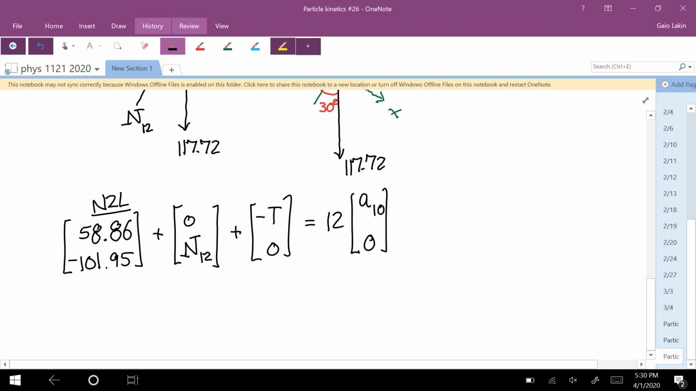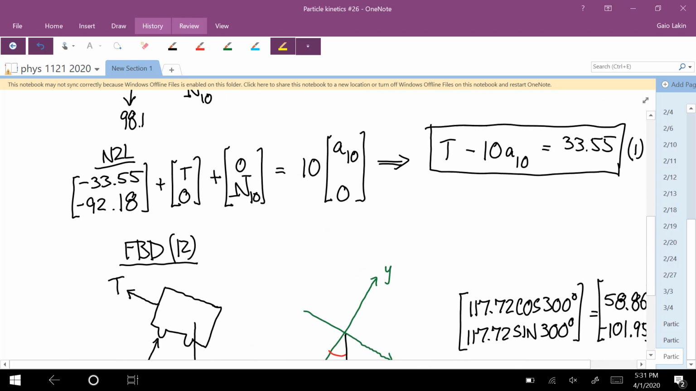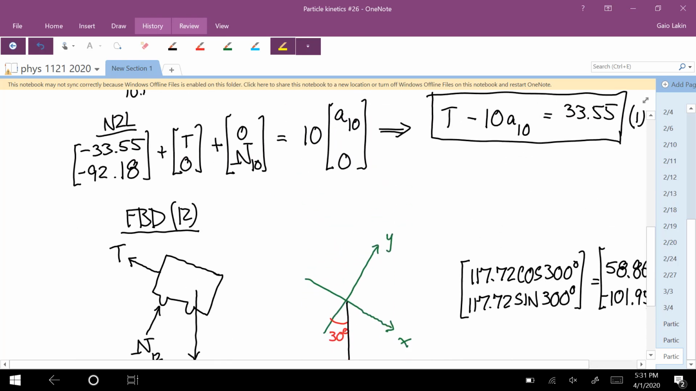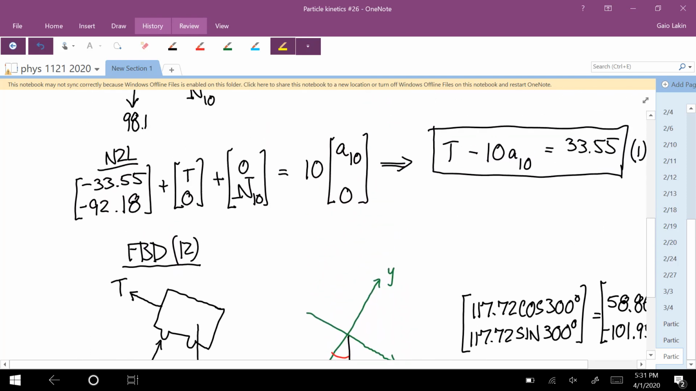And so now, again, the y equation doesn't really help us, but we have this equation that says negative T minus 12 A10 is equal to negative 58.86. We'll call this our equation 2. And now we can solve equations 1 and 2 as a system of equations. Let's see. I'll add these two together. That'll cancel the T's, but you can do this with substitution or whatever.